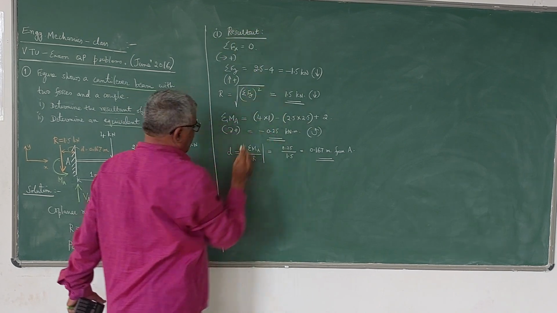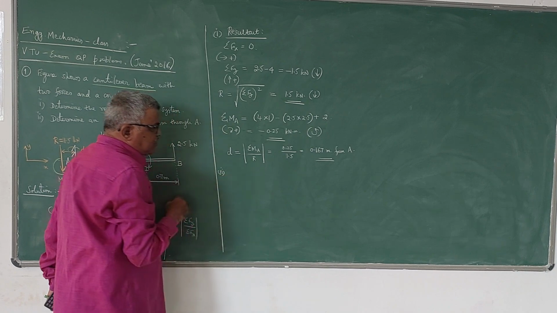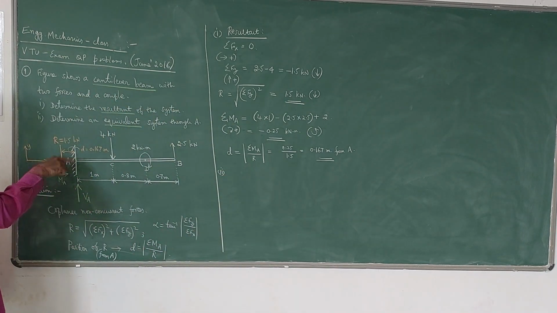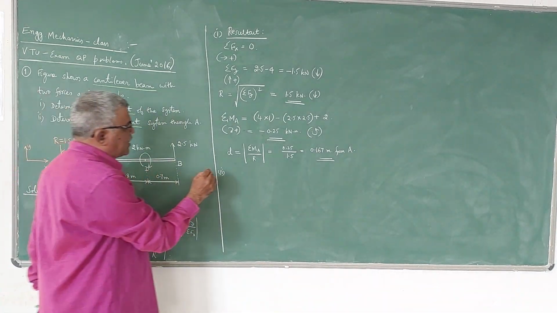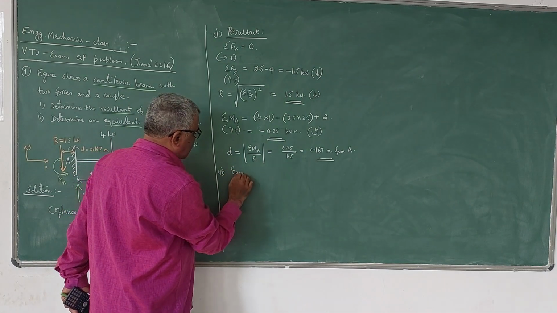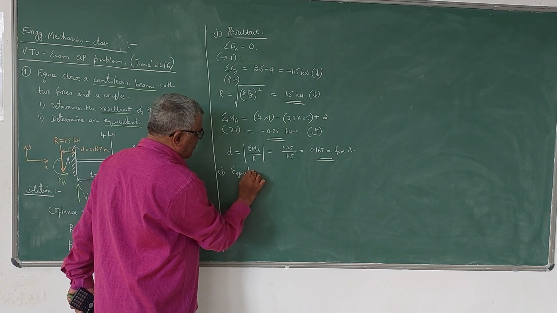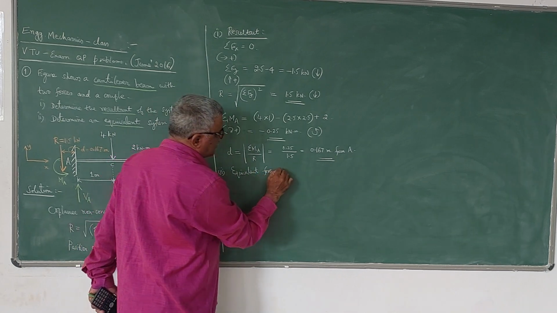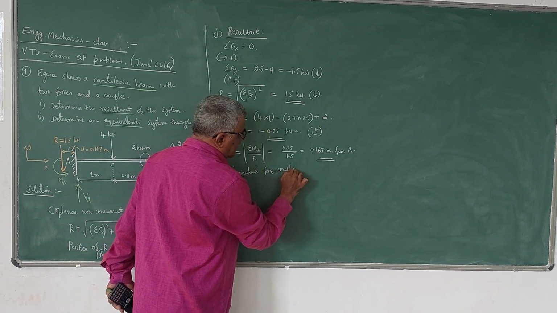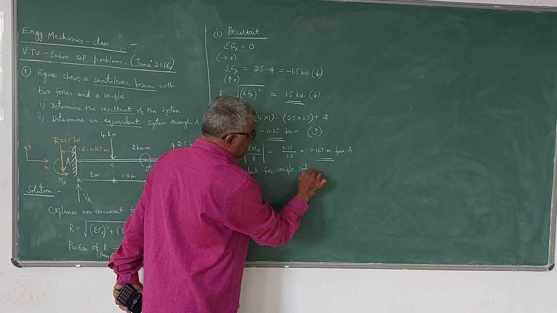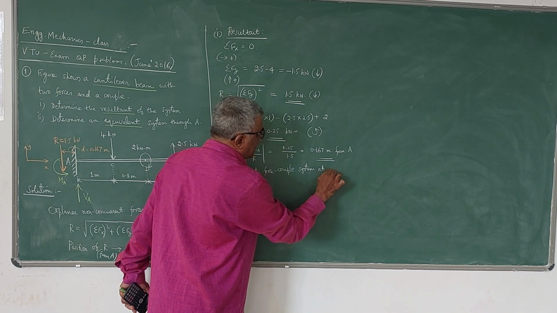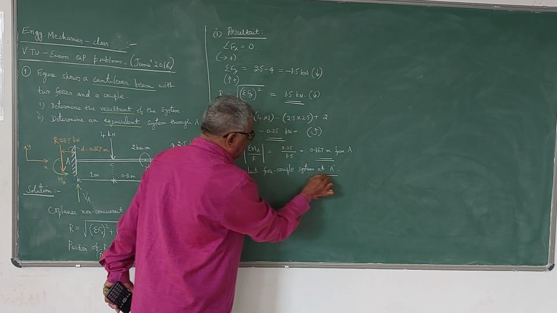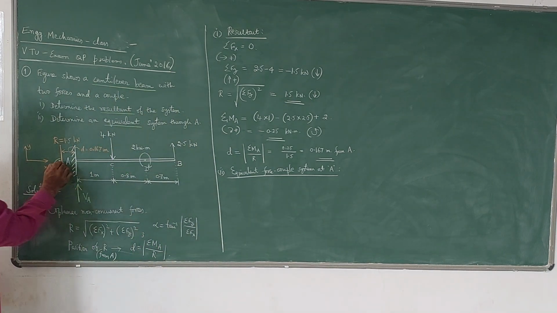Second part, we have to transfer this resultant force to the point A. That means it is called an equivalent force couple system. I have done some problems on this also in the earlier videos. You can refer to that. Equivalent force couple system at the point A.